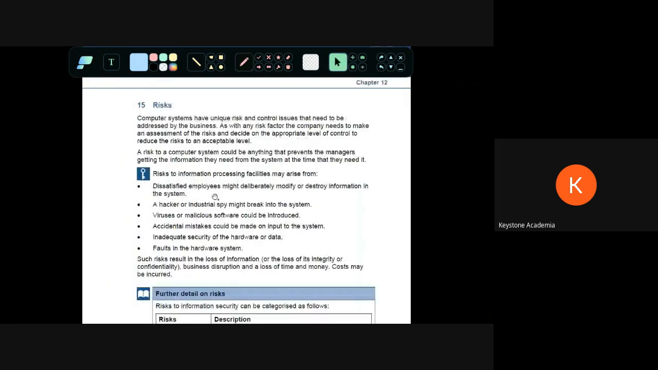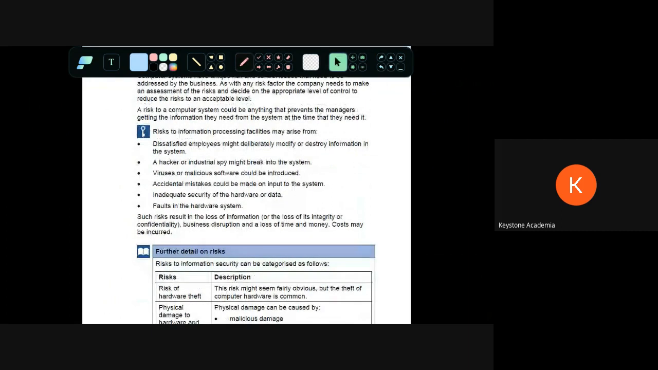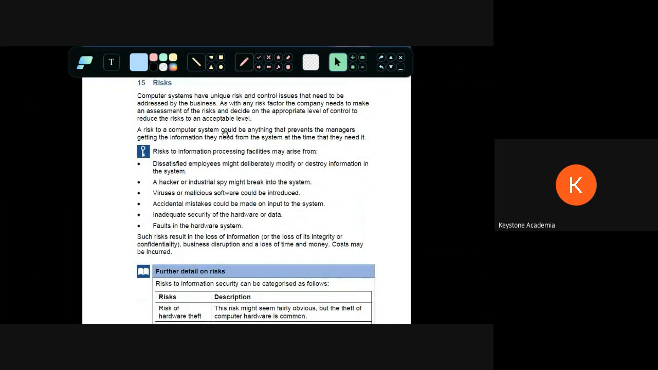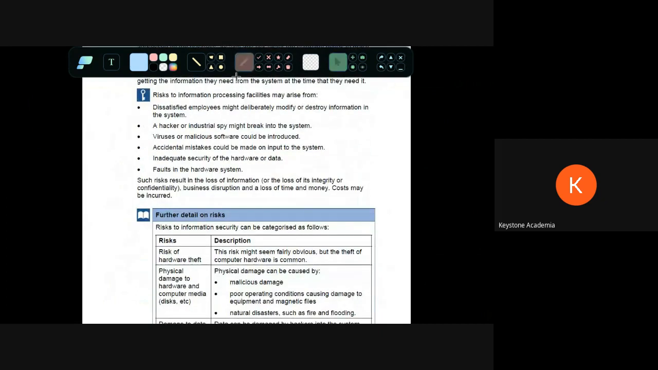Okay, then we have risk in computer systems. If you are having a computer system in your digital era, there is a hacker involved, industrial spy, viruses, malicious software could be introduced. Accidental mistakes could happen if you are inputting the wrong things into the system. Inadequate security, faults in the hardware system. There is also human error. Like, they sometimes press some button which could directly delete all the information, right? There is a lot of risk involved in this kind of software.